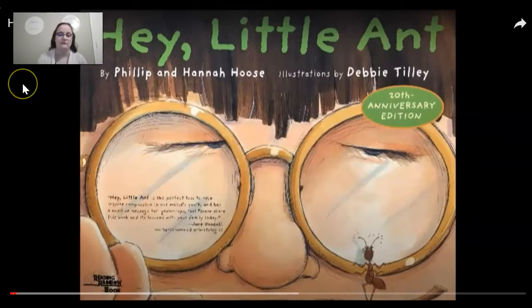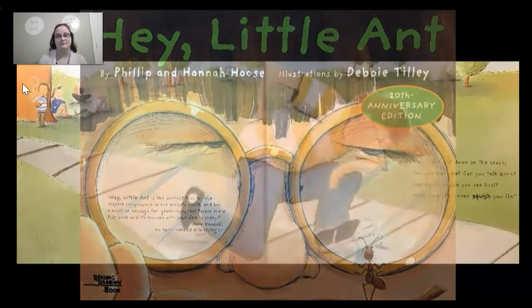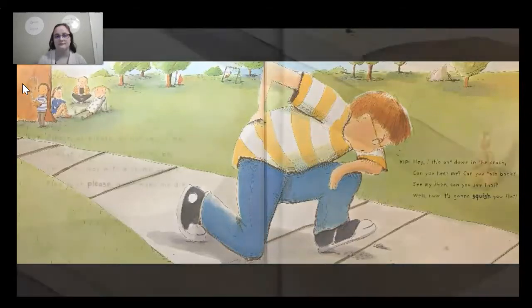Hey Little Ant. Written by Philip and Hannah Hoos. Illustrations by Debbie Tilley. Kid: Hey, little ant, down in the crack. Can you hear me? Can you talk back? See my shoe? Can you see that? Well, now it's gonna squish you flat.